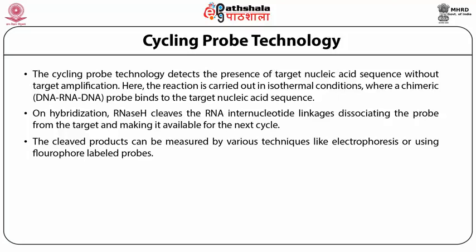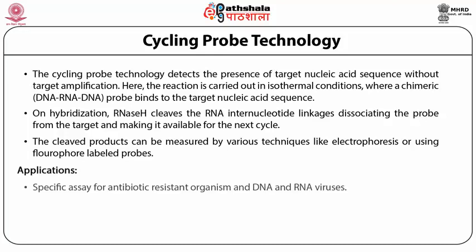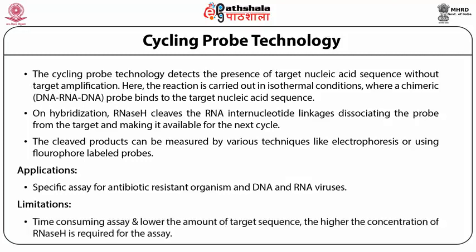The cycling probe technology has several applications, like it is used for the specific assay for antibiotic resistant organisms and DNA and RNA viruses. The major limitation of this method is that it is a time consuming assay, it works with a lower amount of the target sequence, and a higher amount of RNase H is required for the assay.